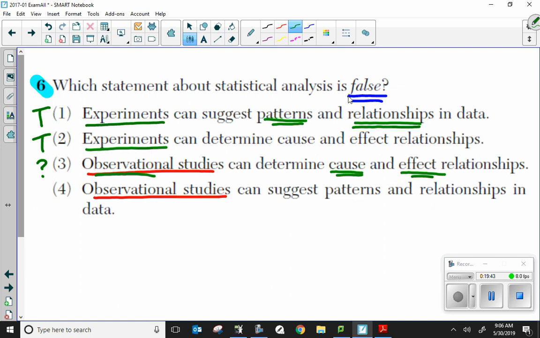And number 4, observational studies can suggest patterns in relationships. Absolutely. If I sit in the back of the class, maybe I can see, well, the kids that work together tend to do better. That's a pattern. And there's a relationship created by kids working together. Okay, so this can definitely be true. I know this is the only one that I don't think can be true. This can definitely be false, okay? The other three I know for a fact are true.